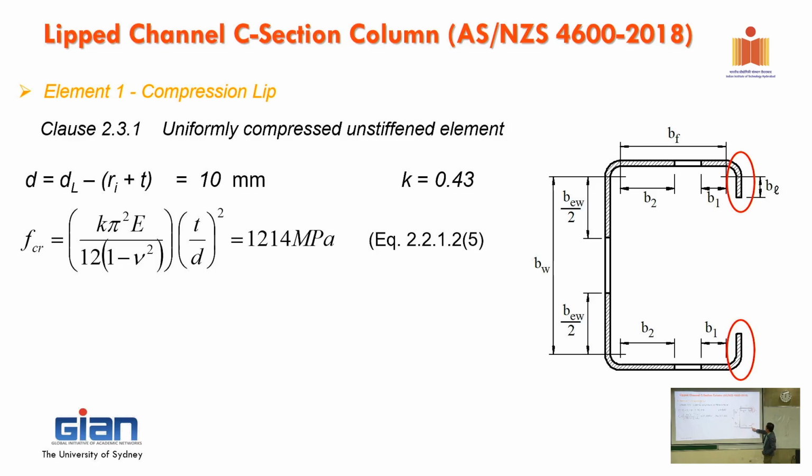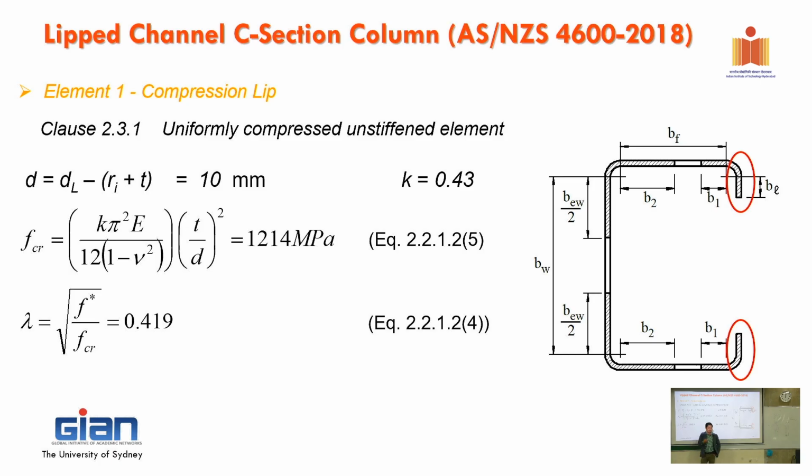D, you divide, you minus the corner, then you get that. So 10 millimeter is from here to here. You got it? So that plate, and then you calculate the buckling stress with the D that you just calculated, and K here is 0.43. And then you can calculate the buckling stress of that member, that element. Get it? And then from that you can calculate lambda.